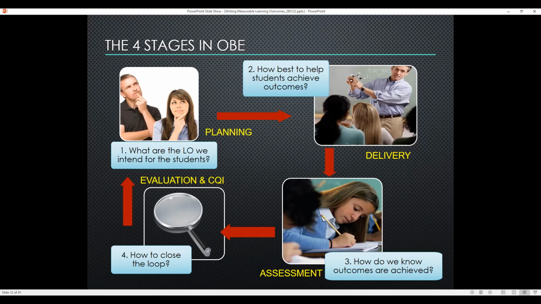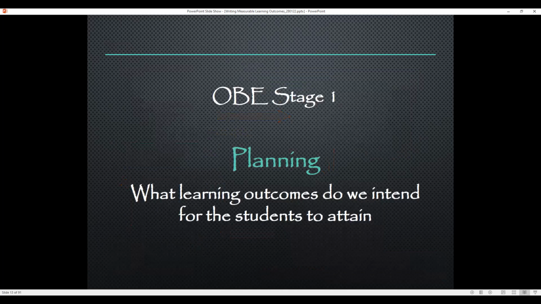These 4 stages are very important, and today we are still at stage 1. We are talking about the learning outcomes. Stage 1 is usually really important. Some people say, what's the point of planning when most of the time plans don't go well? But if you don't plan, it's like you are just planning to fail.